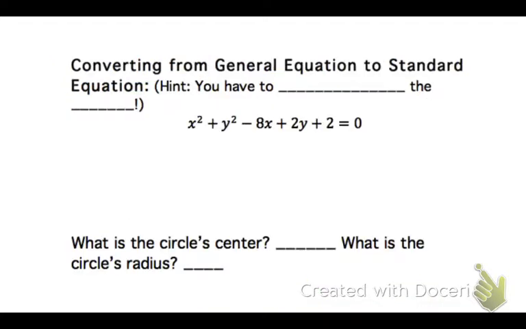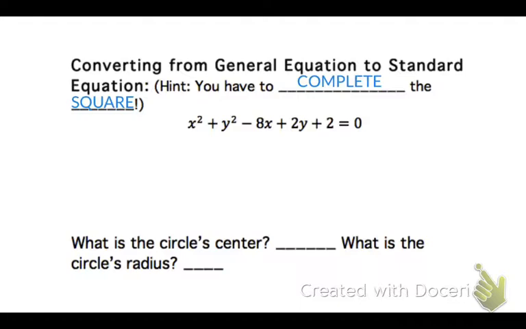Because the other thing that we need to be able to do is to convert from a general equation to a standard equation. And to do that, we have to complete the square. So if it's been a little while since we've completed the square, you may need some review. We'll do that together in class, in our next class. But we'll review it slightly here.